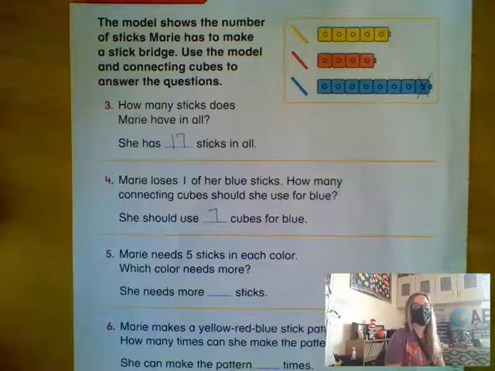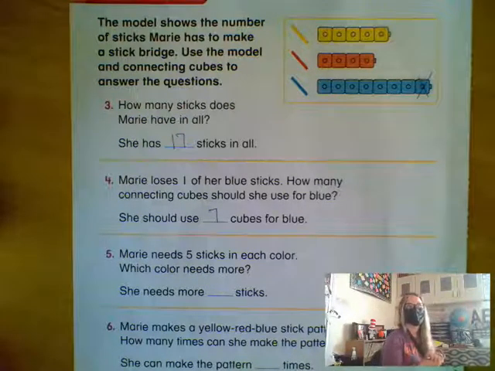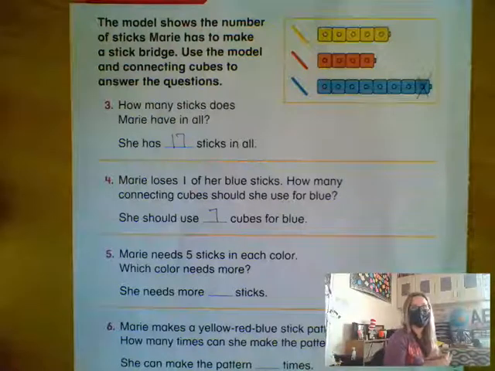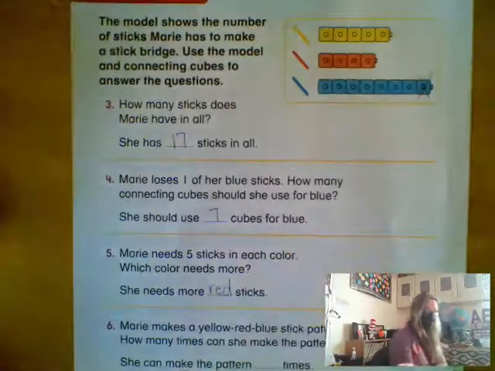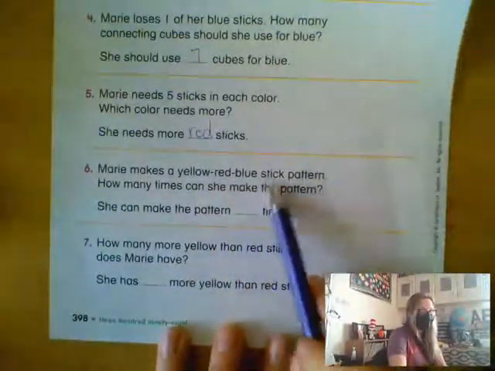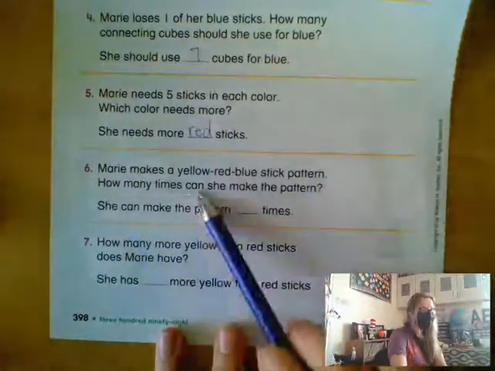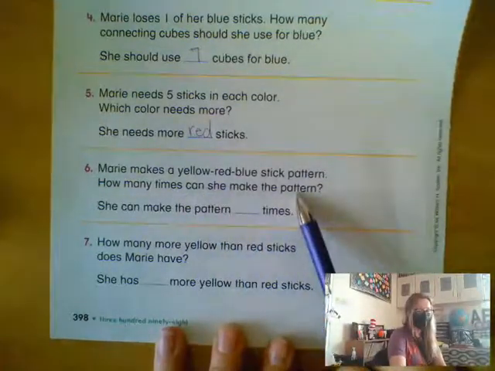For what she's about to build, she needs 5 yellow, 5 red, and 5 blue. Which one does she need to go get more of? Sage? Red. Good job, because she only has 4 red, so she doesn't have enough to build what she wants to build. Marie makes a yellow, red, blue stick pattern. How many times can she make the pattern?